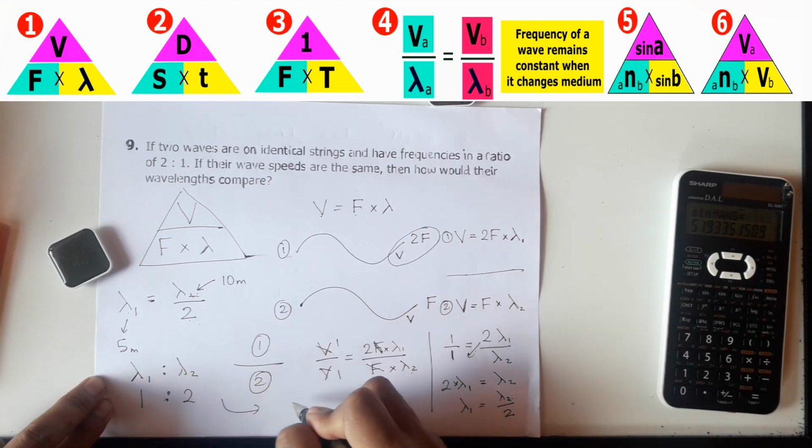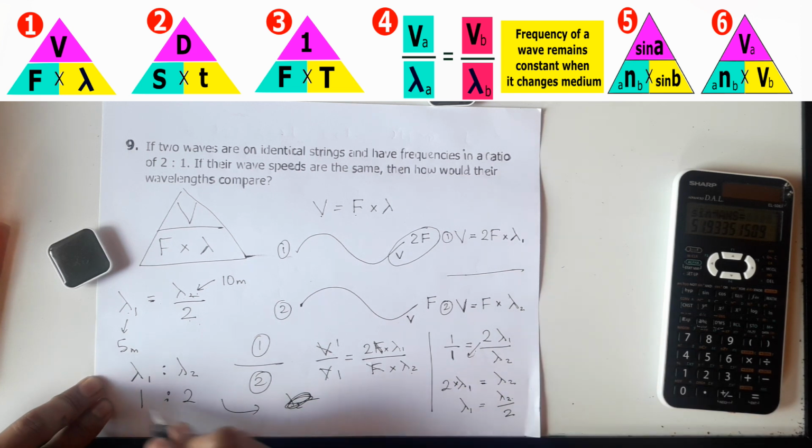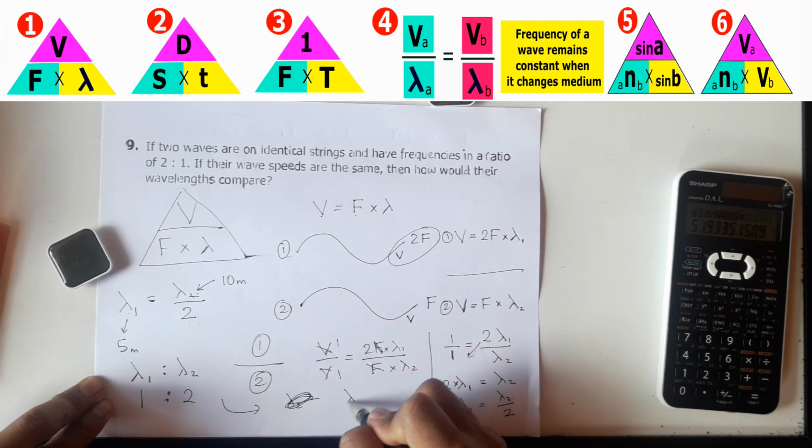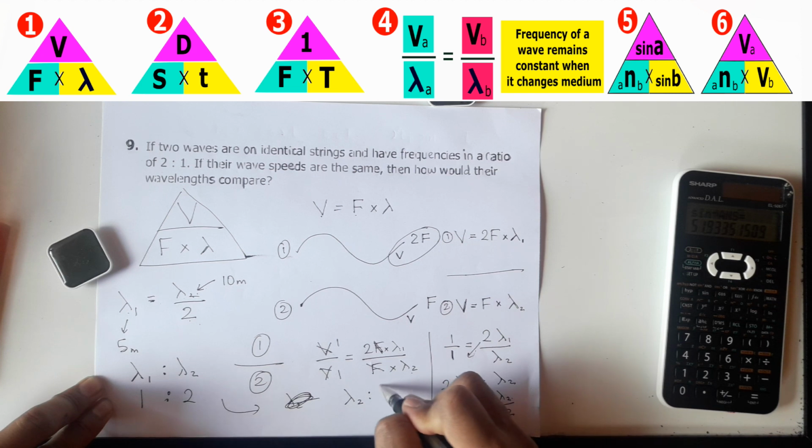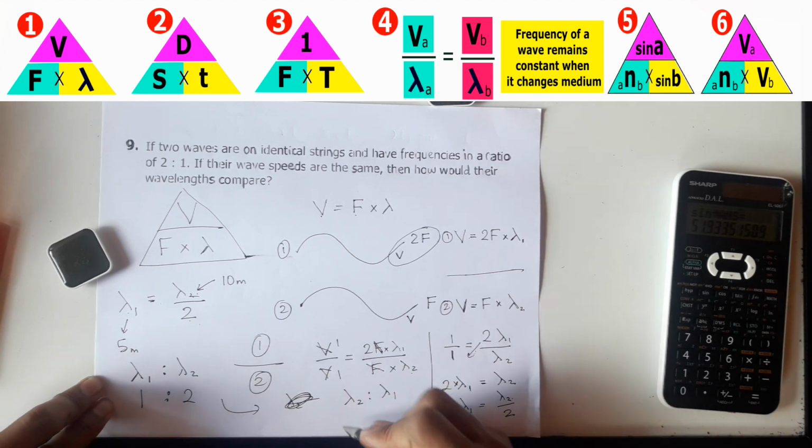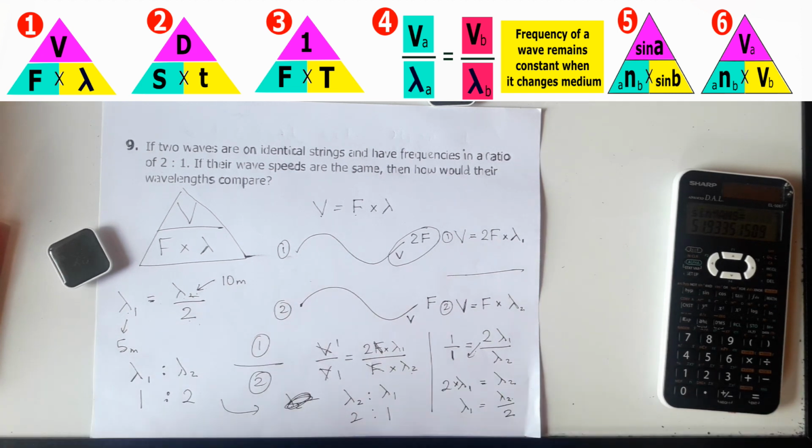Or you can write it with wavelength 2 if you want to switch it around with the bigger number first now. Sorry about the scrap here. Wavelength 2 to wavelength 1. You can just flip it around. 2 to 1. Alright. So that's 9 questions on waves.